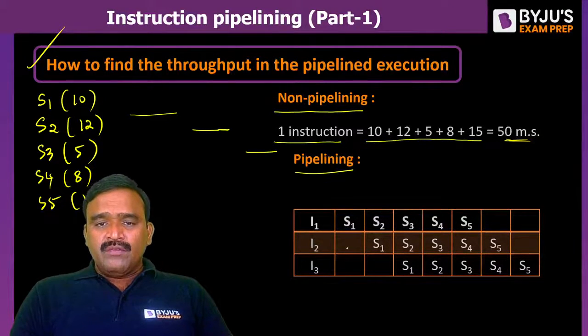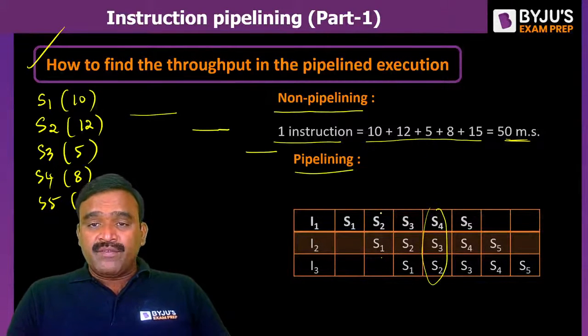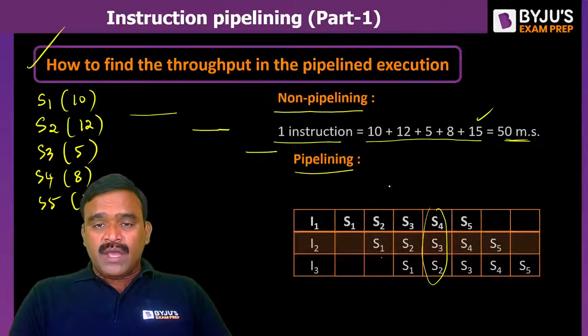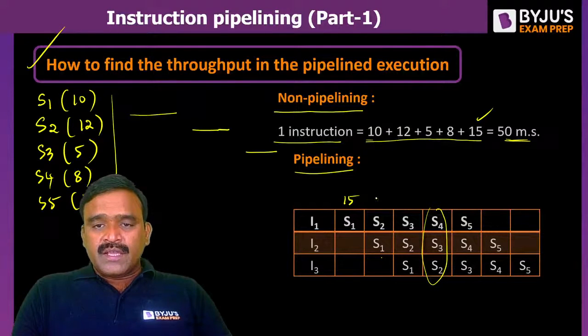So for pipelining, we do like this: S1, S2, S3, S4, S5. Again, S1 comes here, so there is overlapping. When all overlap, and different stages are taking different timings, we have to provide the maximum value. That means the maximum value of 10, 12, 5, 8, and 15. 15 is the maximum value. So every cycle time we have to provide 15.